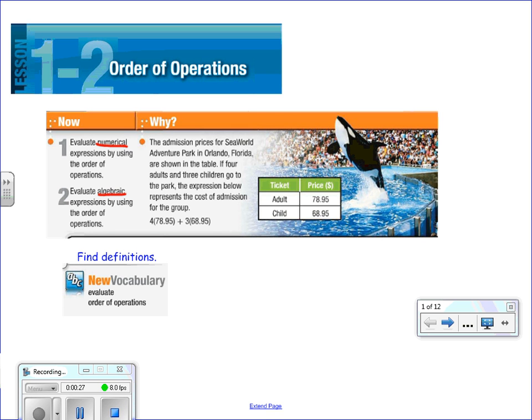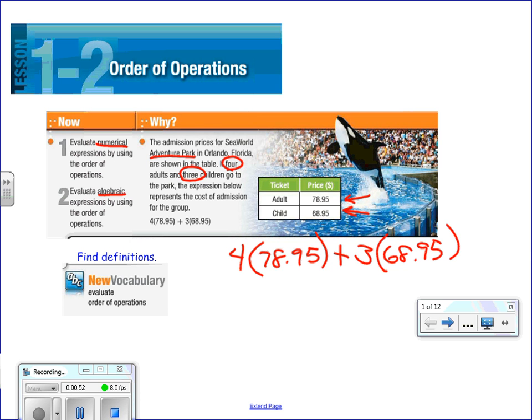But basically, they're going to be things like if you're going to SeaWorld with 4 adults and 3 children, and we know the child price and the adult price, how can we figure out how much it's going to be for us to go all together? Well, we have 4 adults and we multiply that times the adult price, and we add that to the 3 children and the price of the children. And then, of course, what are we going to do first? Are we going to add this to 3? No, we're going to multiply first, and then add and get our total. So that's the kind of problem we're going to be working on today.